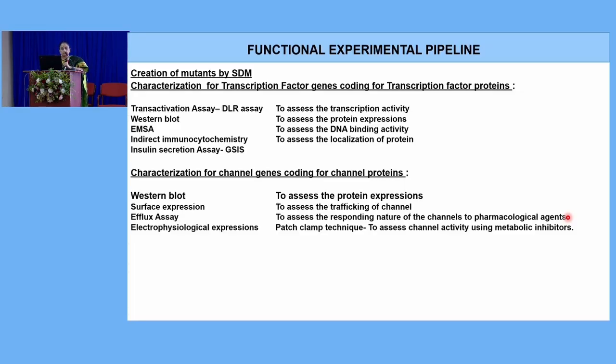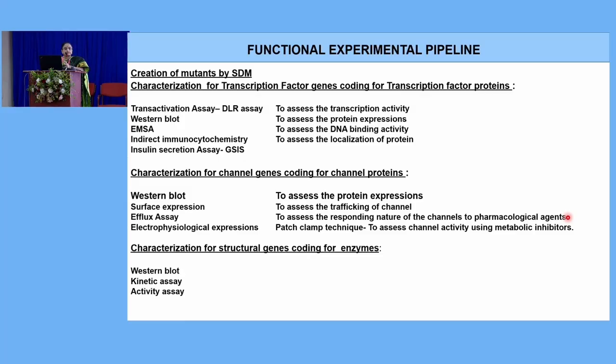We use Western blot. We do trafficking studies using the surface expression. We also do the efflux assay, which helps in understanding what sort of pharmacological agent can really be given. The electrophysiological expression is one that we do not have, because the electrophysiological setup is very huge and extensive. But of course, we are collaborating with the experts throughout the world. And the next is the characterization of structural genes, which code for enzymes, like glucokinase, hexokinase, and also insulin genes. So we use Western blot, kinetic assays and activity assays.